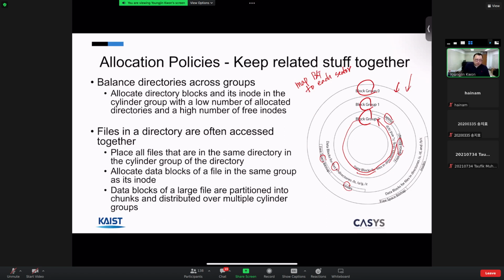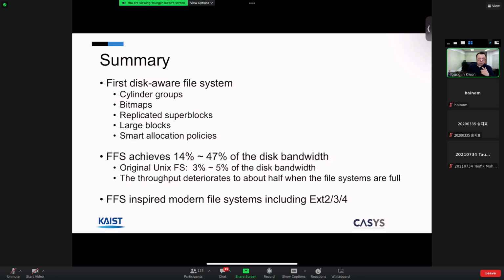Okay. So these are other things: balance directories across groups. So they actually partition the namespace to balance across different block groups. And files and directories are accessed together. I explained that. So place them together in the same cylinder to reduce the seek time. Okay, so that's it. That's the art of FFS.